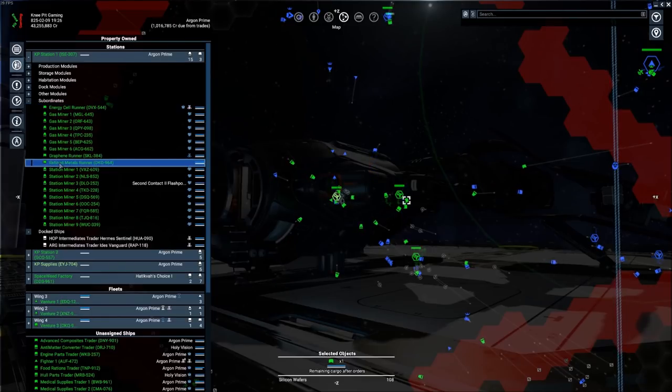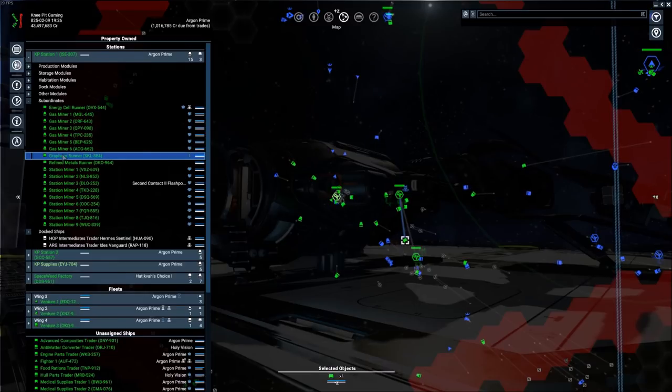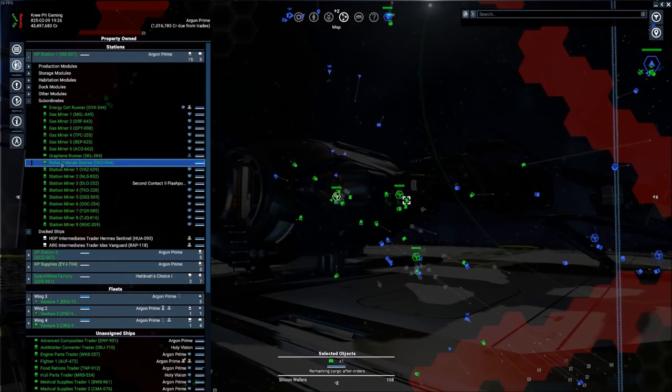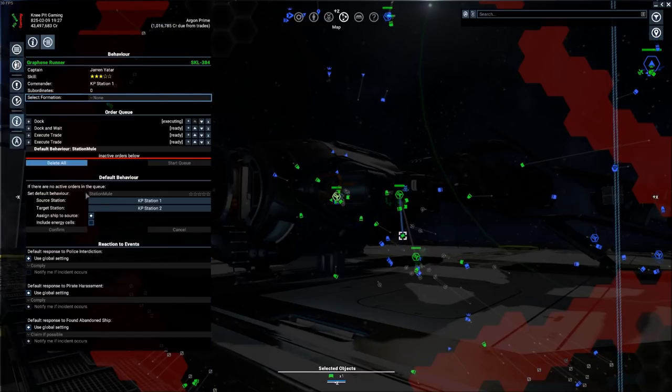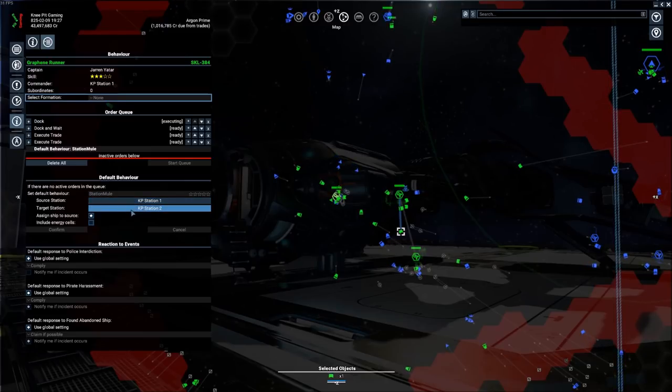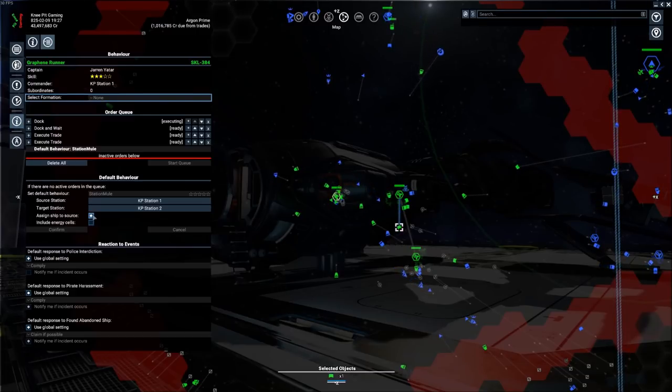Then I've got two additional runners that are going from Station 1 over to Station 2. So let's go ahead and pull up one of these right now. And again, you can see default behavior, Station Mule. Source station, Station 1, target station, Station 2. Assign it to the source so that I can get it out of my unassigned list and keep things a little bit more neat and tidy. But he doesn't have very far to go. These stations are located right next to one another.